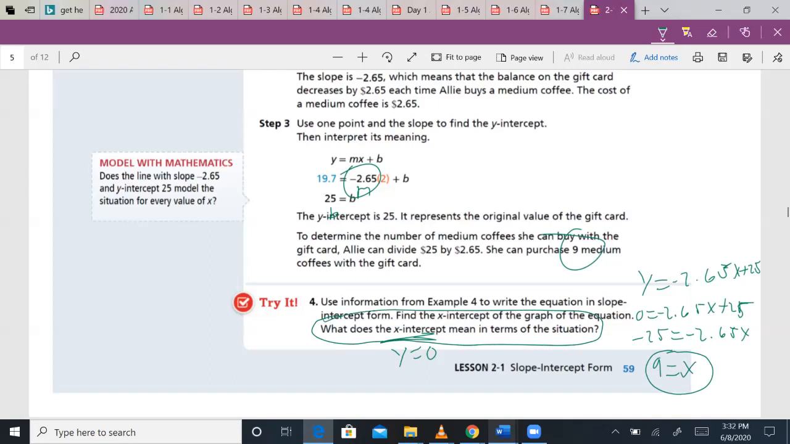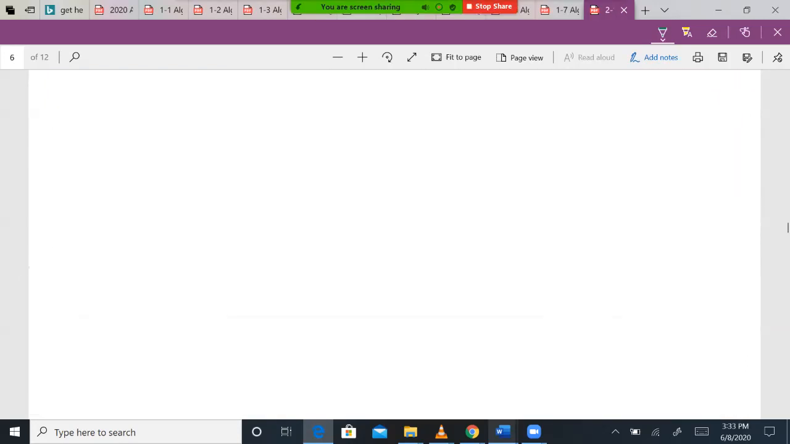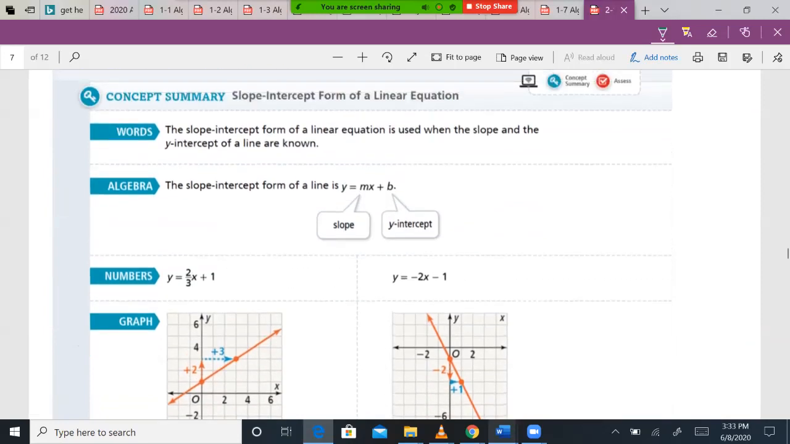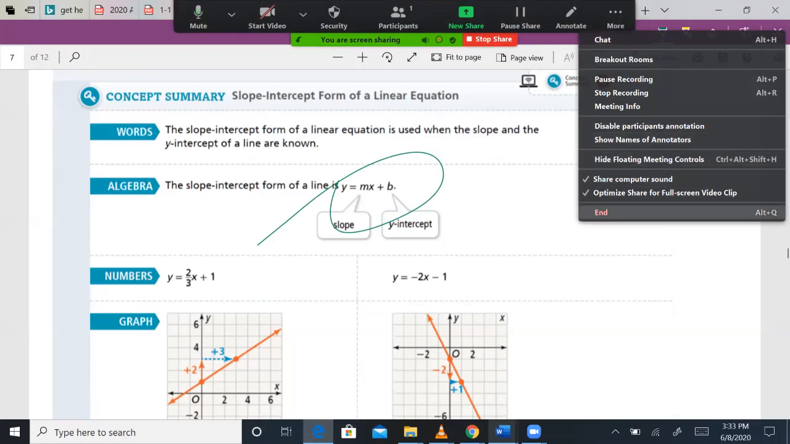So what does the x-intercept represent? X represents the number of cups of coffee that she's allowed to buy with her gift card, is what it's basically asking. Believe it or not, kids, that's it. That's the lesson. It's super straightforward. Okay, your goal is to find the slope, find the y-intercept, and again, understand y equals mx plus b. That covers this last lesson. These first 2 days actually are pretty simple, guys. Okay, so I think you guys can do it.